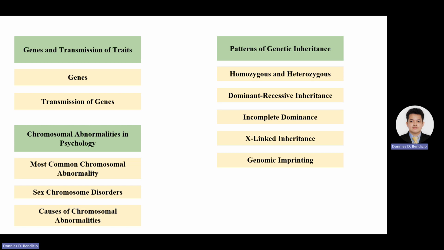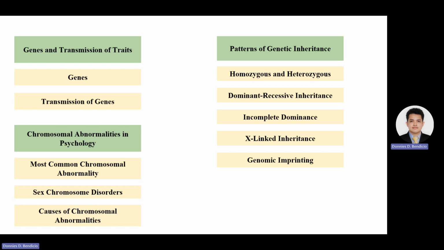Next is sex chromosome disorder. Sex chromosome disorders such as Turner syndrome can have psychological implications as well. Individuals with Turner syndrome may experience specific cognitive and social challenges related to their genetic makeup. So psychologists may work with individuals with sex chromosome disorders to address these challenges and provide psychological support.